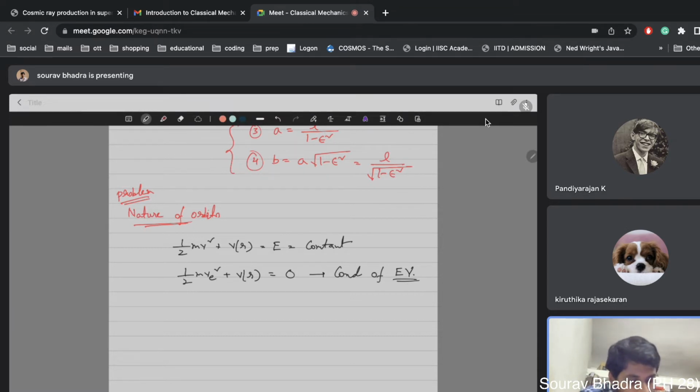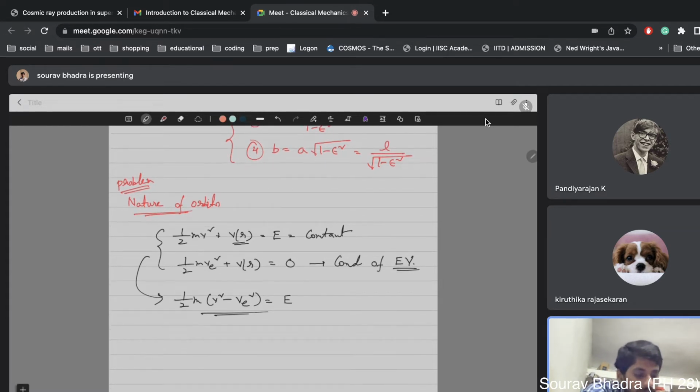I am writing V at infinity equals 0, where v_e is the escape velocity. Now from these two equations, just replace this V(r) by the second equation, which will give you V(r) as minus half m v_e squared. So that will give you half m times v squared minus v_e squared equals E. From these two equations you will get it very easily.